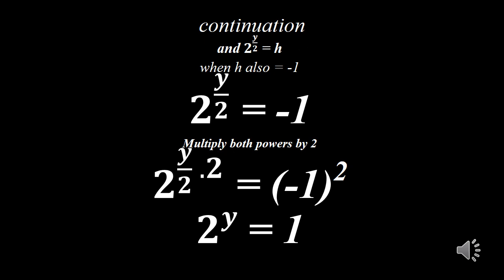Now we have 2 raised to power y over 2 equals h, and our h is 1. That means 2 raised to power y over 2 equals 1. So if we multiply both powers by 2, we have 2 raised to power y over 2 times 2 equals 1 squared. So 2 will cancel 2 on the left side, then we have 2 raised to power y equals 1.